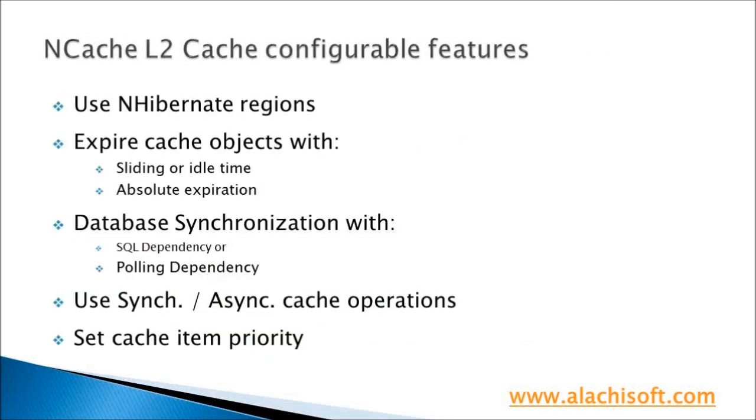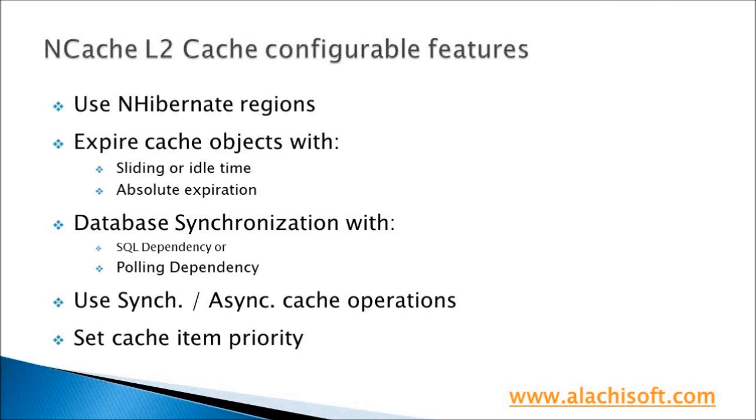So with the configuration changes, you can configure a number of features for the second level cache provider. For example, you can use NHibernate regions. You can set cache objects to expire with an absolute or idle time expiration. You can also configure SQL dependency for database synchronization. Both synchronous and asynchronous cache operations are supported. And you can also configure the cache item priority.